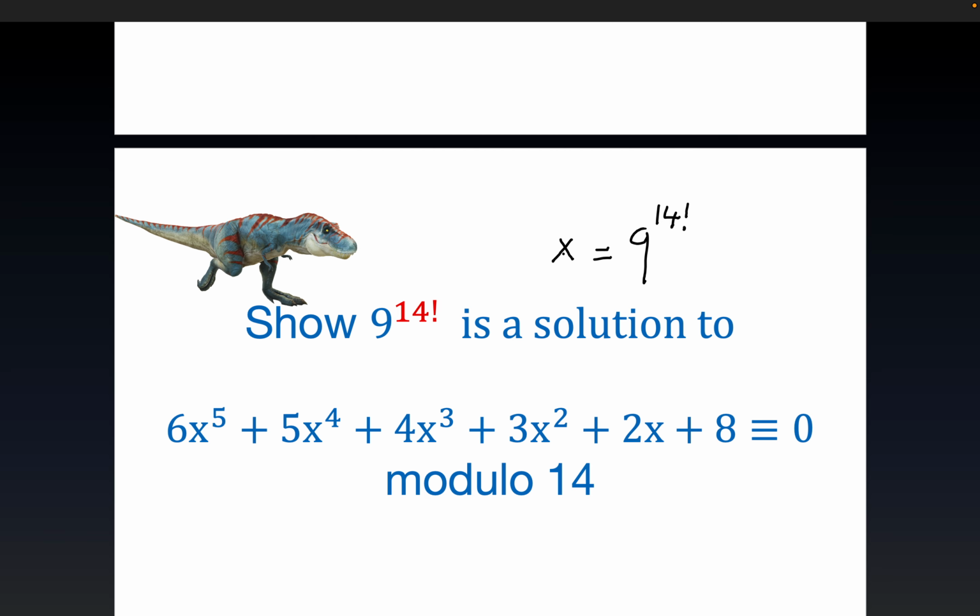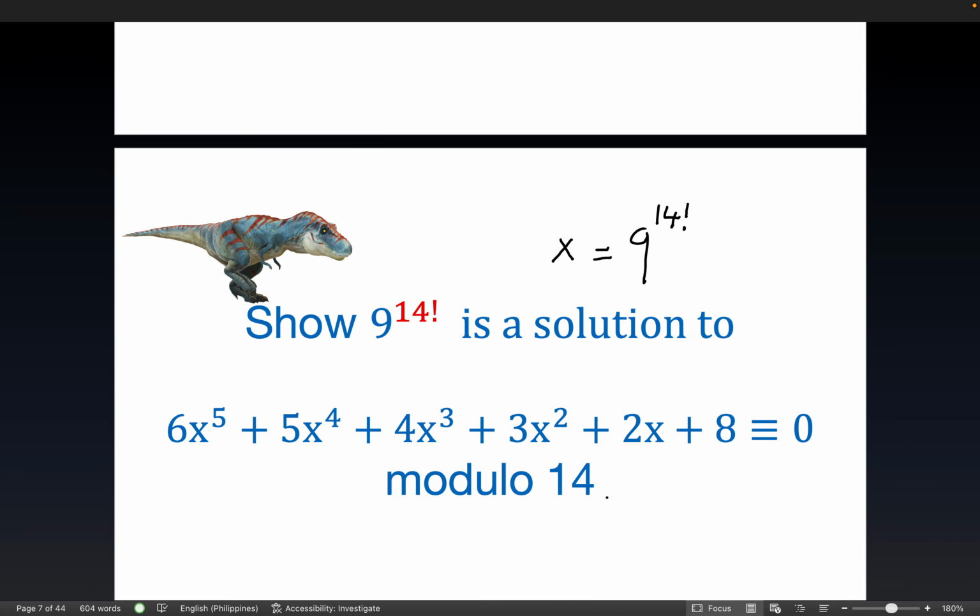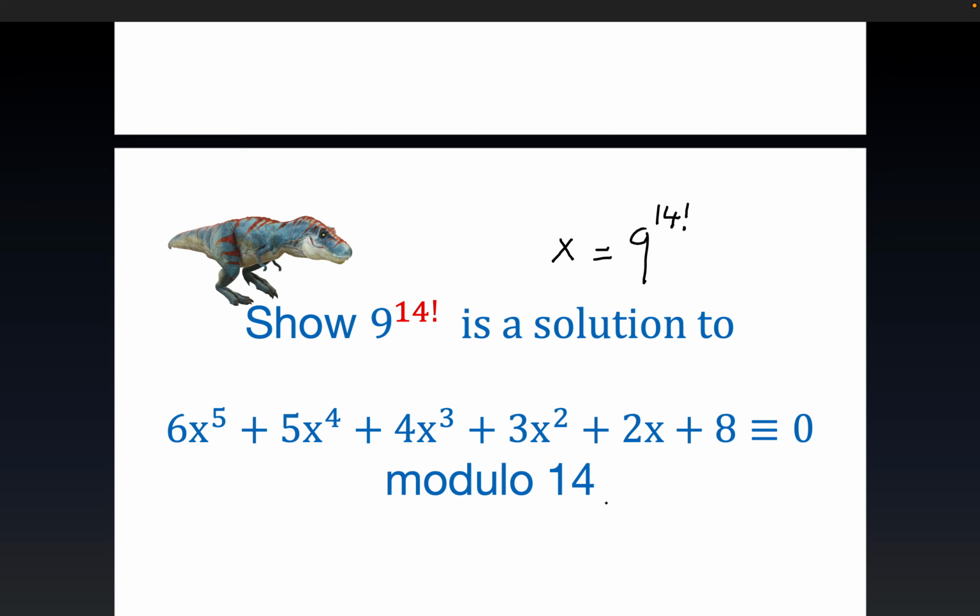That means when we substitute x in here and do all the calculations, it will be a multiple of 14. It leaves a remainder of 0 upon division by 14. Now, the approach here is fairly straightforward if you just remember what this object is.